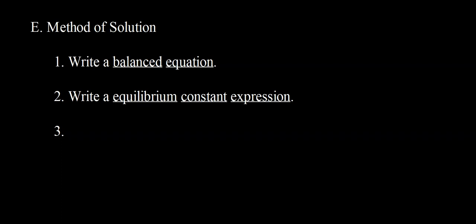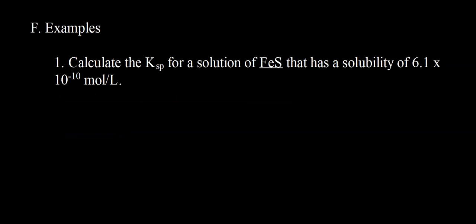Next, from our balanced equilibrium equation, we're going to write our equilibrium constant expression. I'll just shorten it up and call it the Ksp expression. And then our last step is we're going to answer the question. Now, something that we'll see, at least in my lessons, is that I'm going to use ice tables to help us calculate Ksp, and also to help us calculate solubility. So back to the ice tables. All right, let's look at some examples.